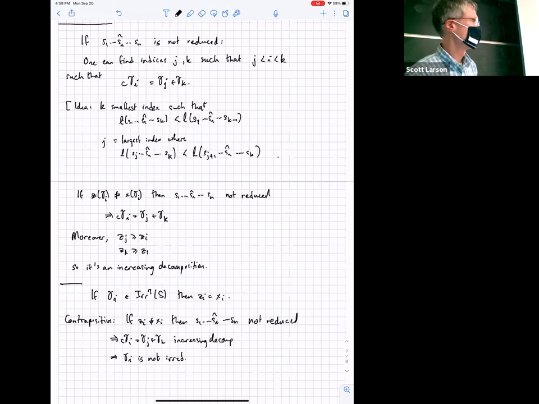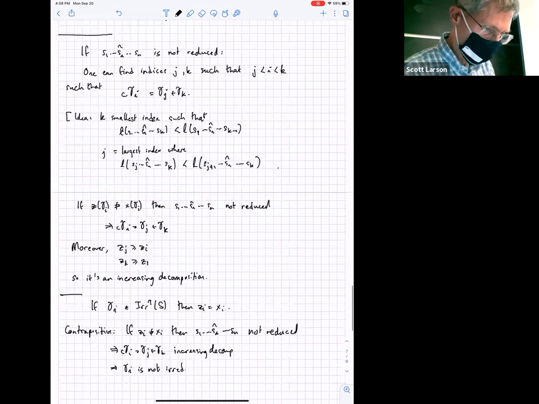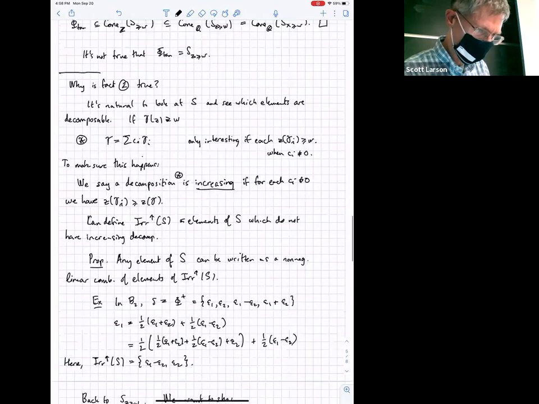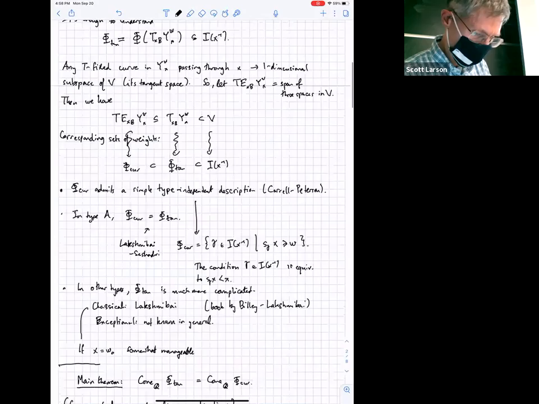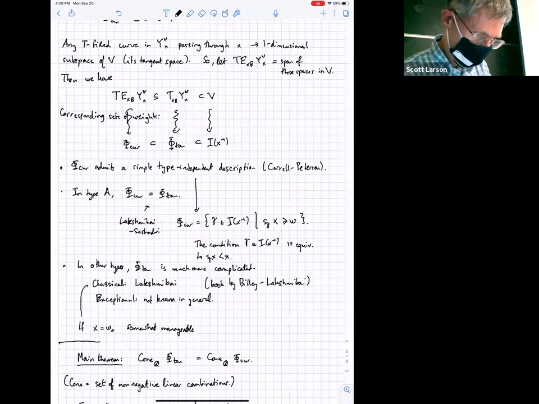Can you go back to the part on type A? Yes. Okay, so I guess with the type A result, people can compute the dimension. That's right. So in the other types, can you compute the dimension? I don't think so, unless you compute the tangent space.